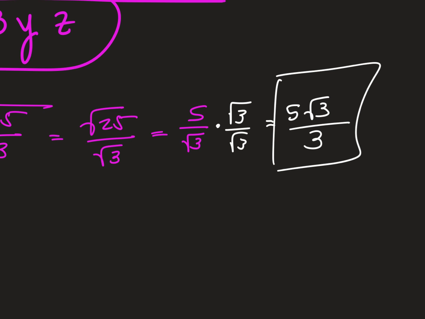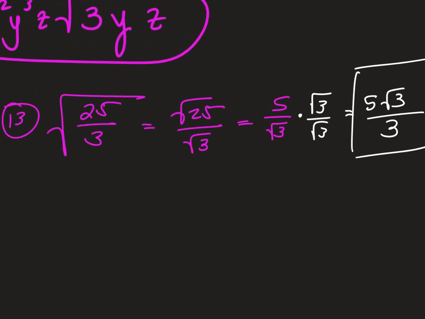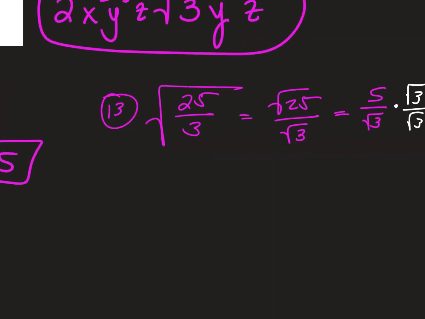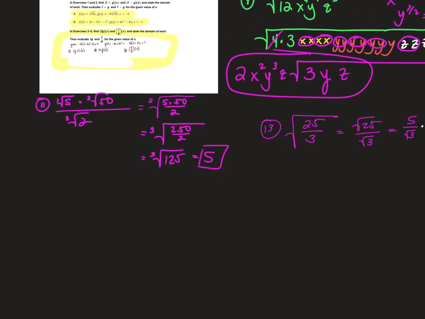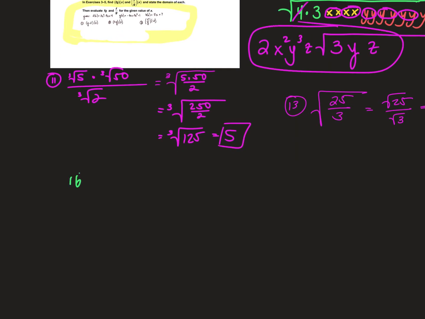Everybody with me? All right, I'm going to do 14 is the same thing. Let's do 16. You're going to have something like 16 for sure on your quiz. 7 over 5 minus the square root of 3. What's the problem here? What do you see? That's the issue. There's a radical in the denominator. No bueno. So how do I get rid of it?